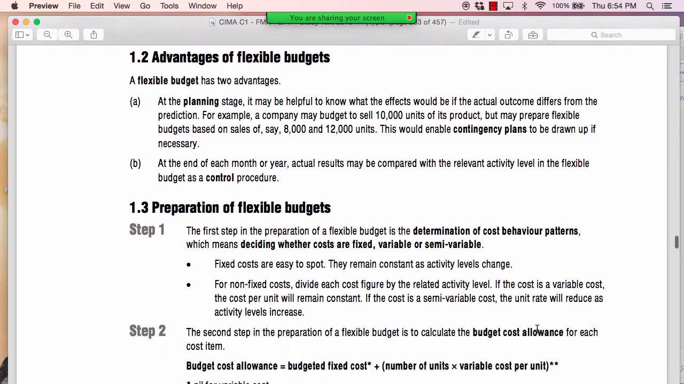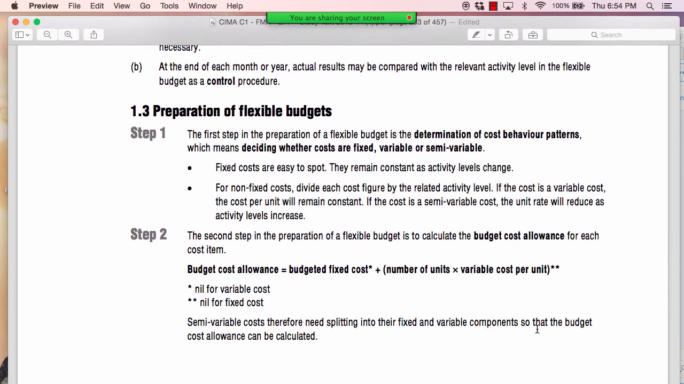So, preparation of a flexible budget. The first step in preparation: what are the cost behavior patterns, right? Determine whether costs are fixed, variable or semi-variable. Why is this important for me? What do you think? Why do you think this is important for me? If I look at fixed and variable, why is it important for me? To identify the target customers.